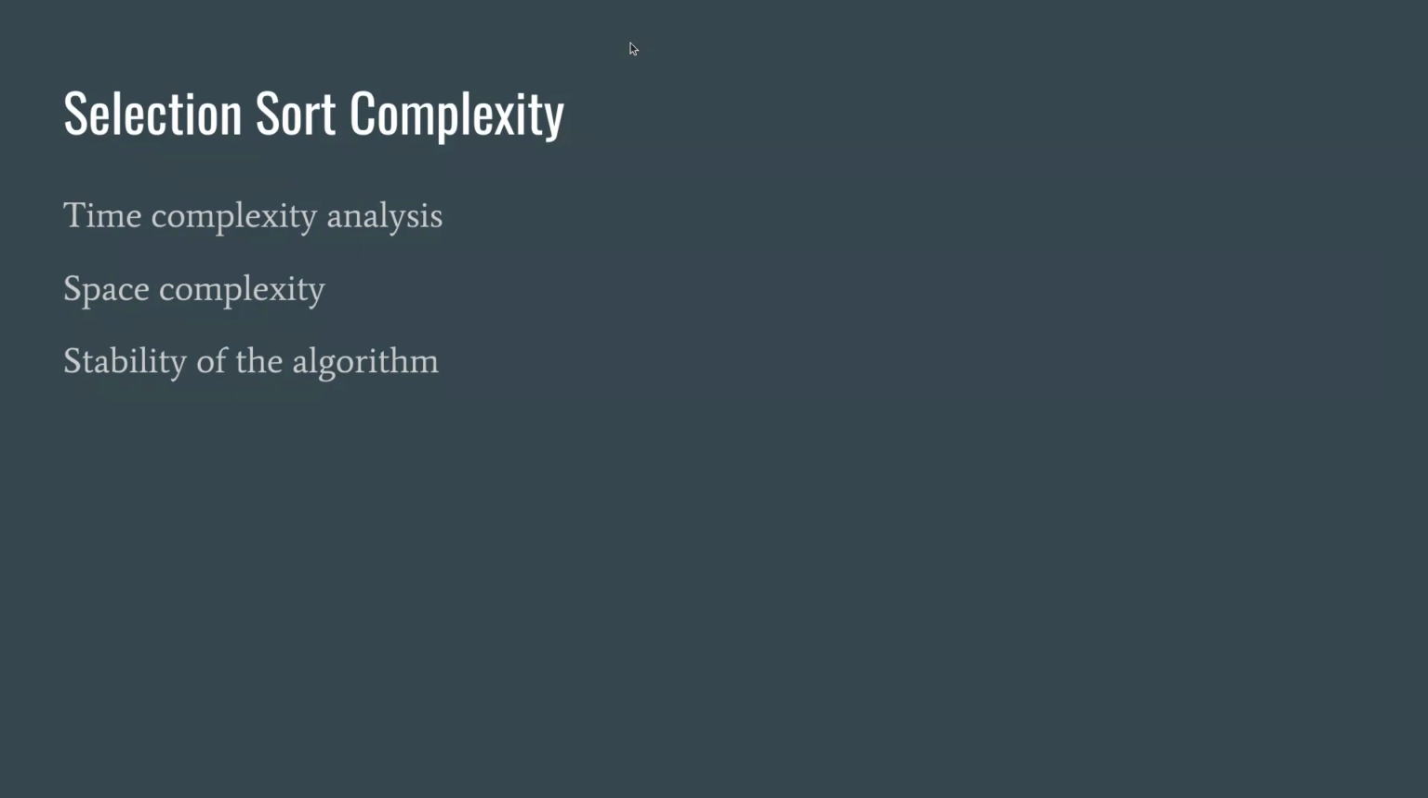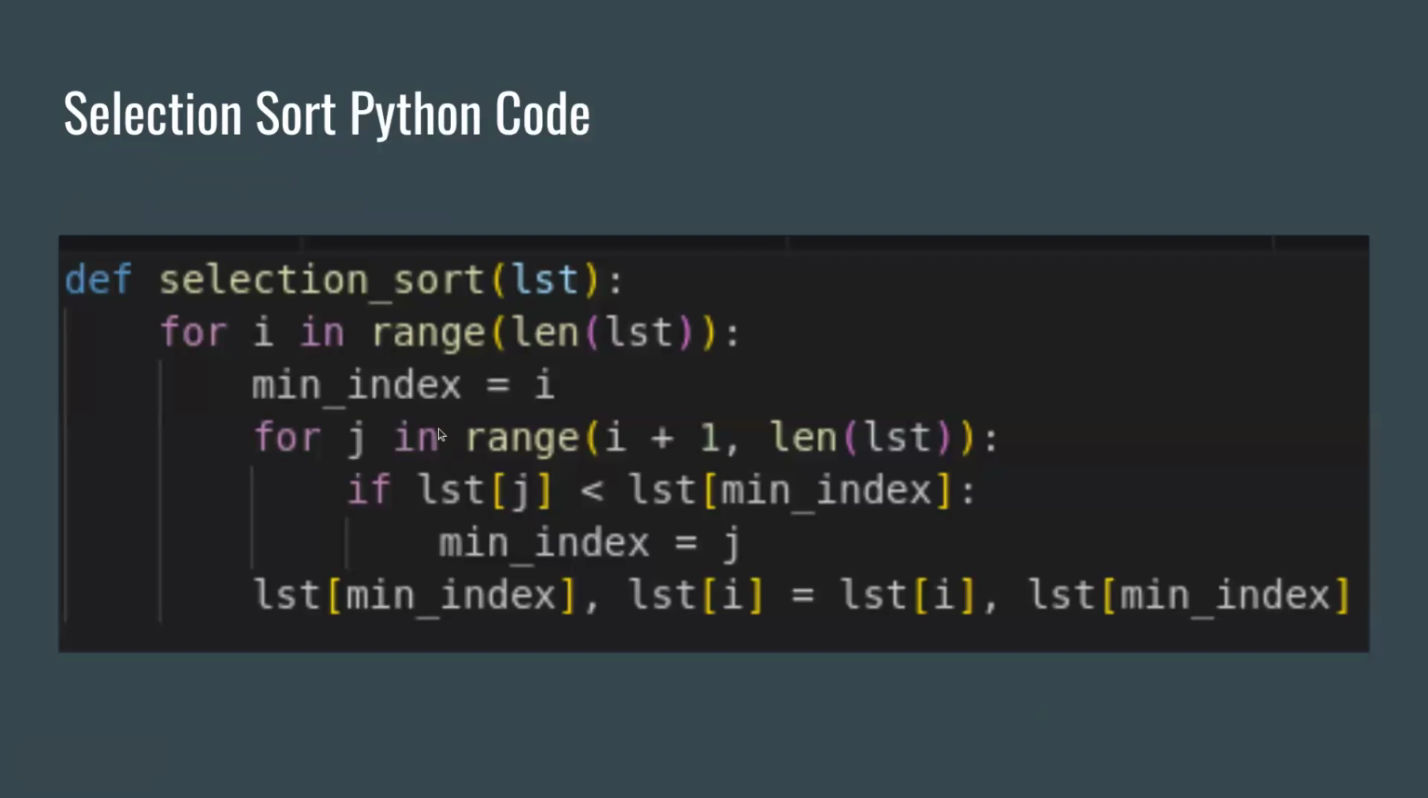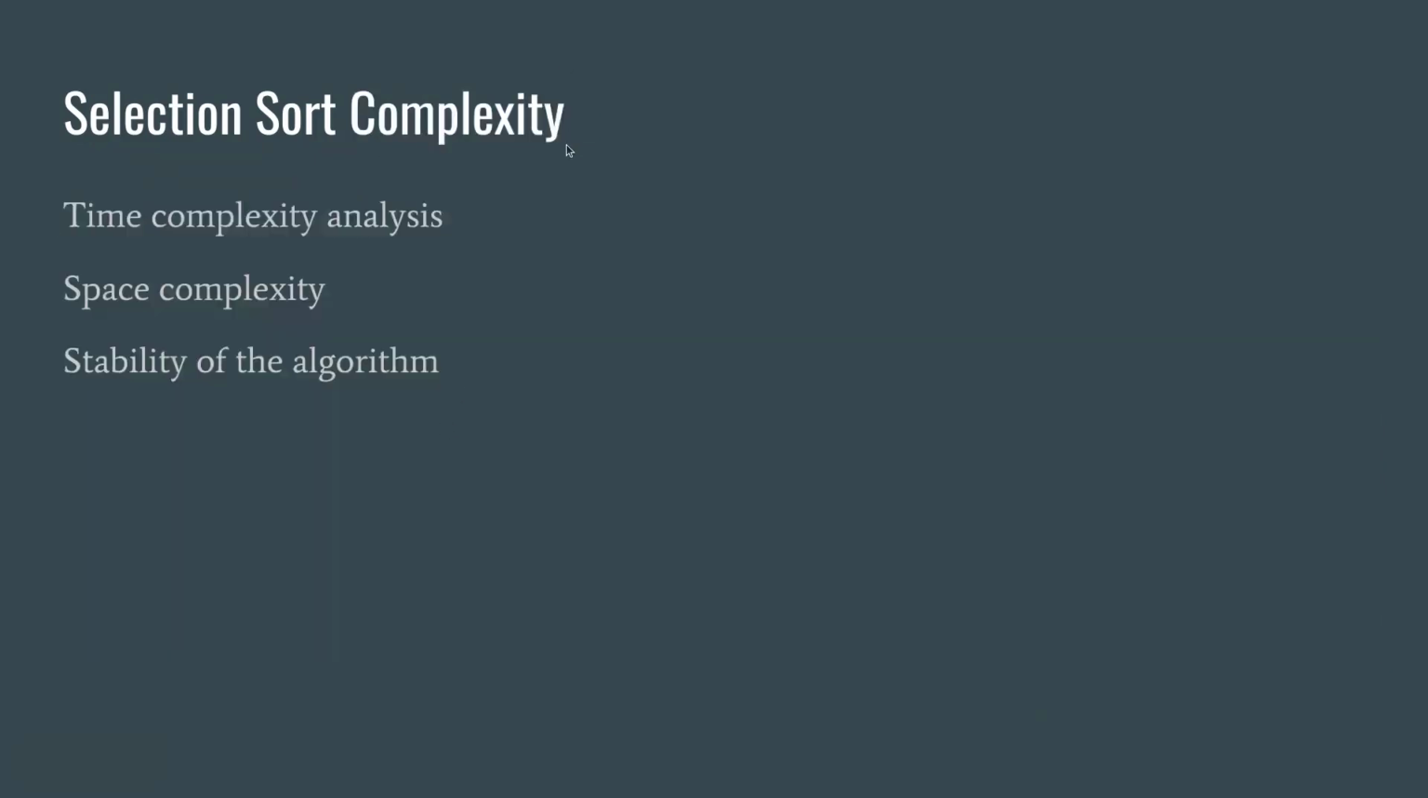Now let's talk about space complexity. This is where selection sort shines. Selection sort has O(1) space complexity. As you can see in the code, the sort can operate in place without the need for additional storage, making it a very memory efficient choice.